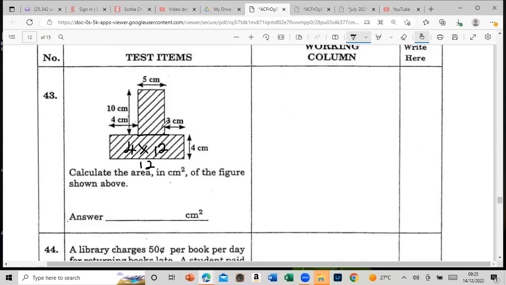This part is 3. Alright. So here now is 10. So this is 5 by 10. Everybody see that? The 10 is up 5 here, and then this is 10. So we're going to multiply them. So it's 5 times 10, which works out to 50.